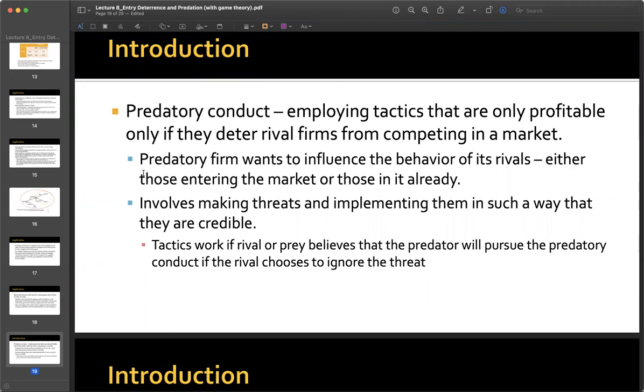So that's what is called in industrial organization predatory conduct or entry deterrence conduct. You're employing actions or tactics that are only profitable if they deter rival firms from competing in the market, which allows them to have these credible threats. So to stop firms from entering the market.